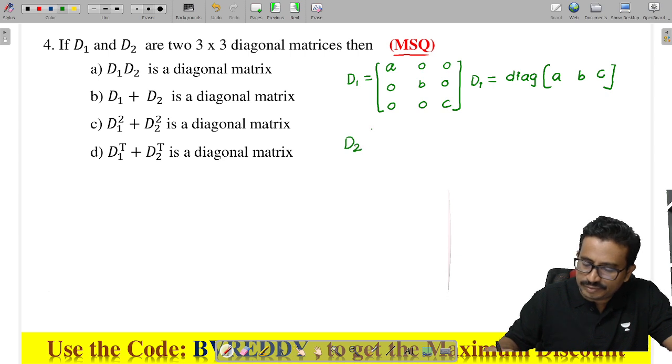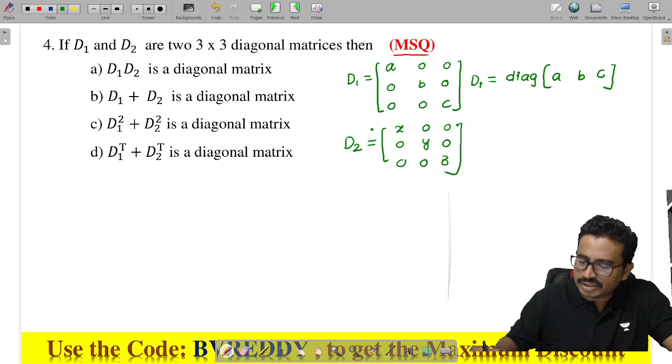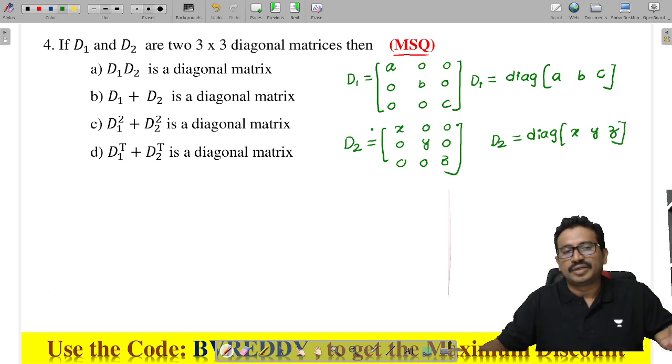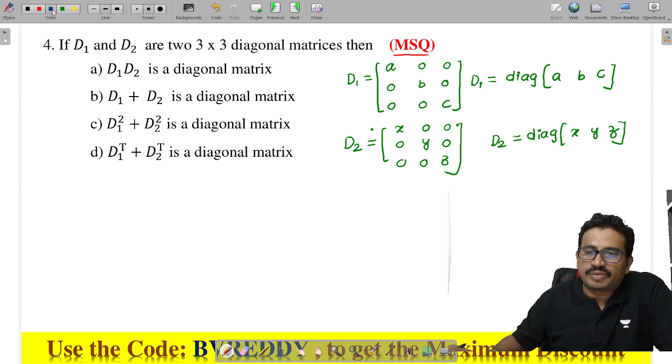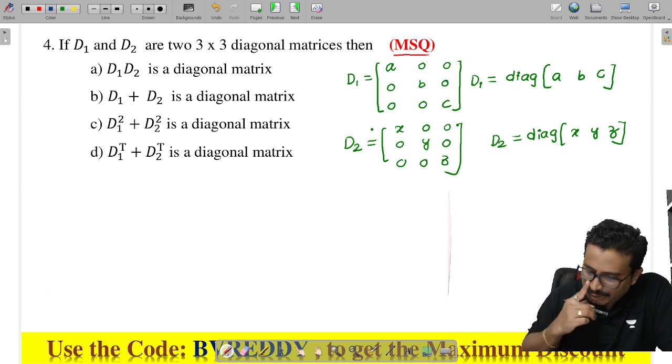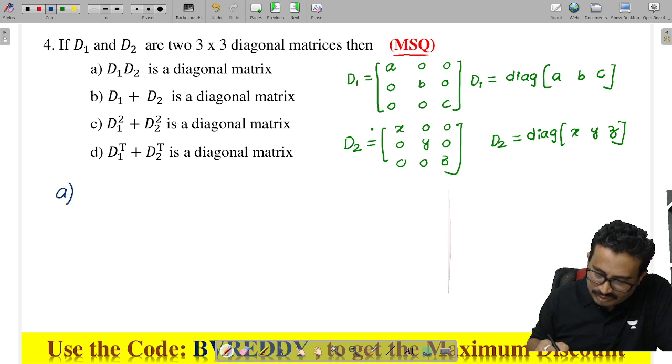And D2. Let us consider it of the form x, 0, 0, 0, y, 0, 0, 0, z. Consider the matrix like this. Now how can we write D2 in short form? Diagonal matrix of x, y, z. These are the diagonal matrices. Now you tell me what they are saying, option by option. D1 into D2. Check whether this option is true or false.